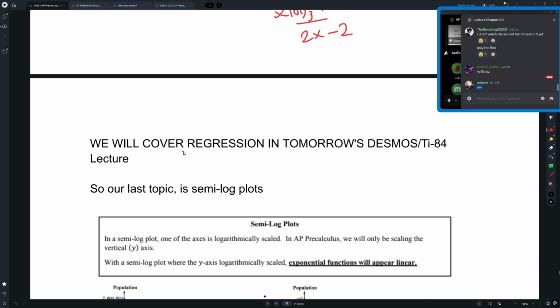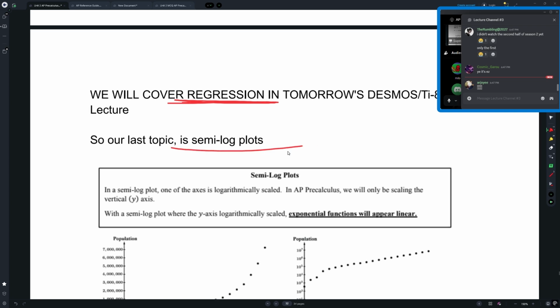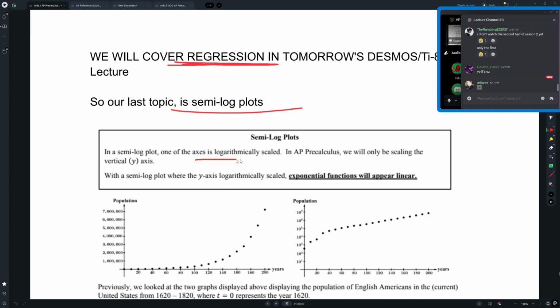Finally, we will cover regressions in the calculator tomorrow. So our last topic is semi-log plots. In semi-log plots, one of the scale axes is logarithmically scaled. In AP Precalc, we'll be only scaling the vertical axis. With a semi-log plot, you'll see where the exponential functions will appear linear. This is important.